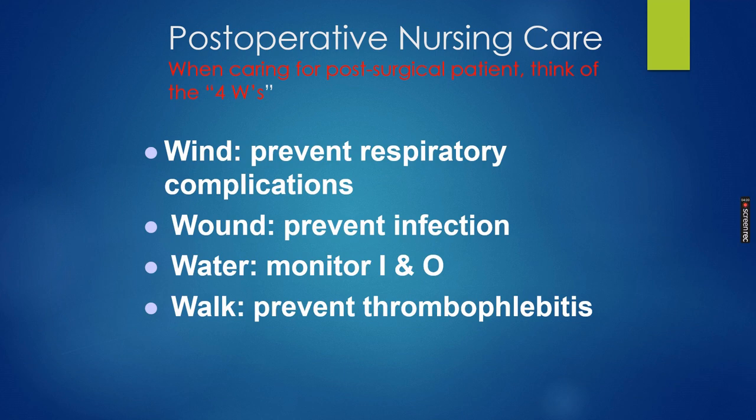Then there is one mnemonic in which four W's come. The first one is wind, that is, prevent respiratory complications. We have to prevent the patient from respiratory complications. Then wound: the wound should be prevented from any type of infection. Then water: we should monitor the intake and output of the patient. We can know the kidney functions of the patient if we are properly monitoring the intake output chart.